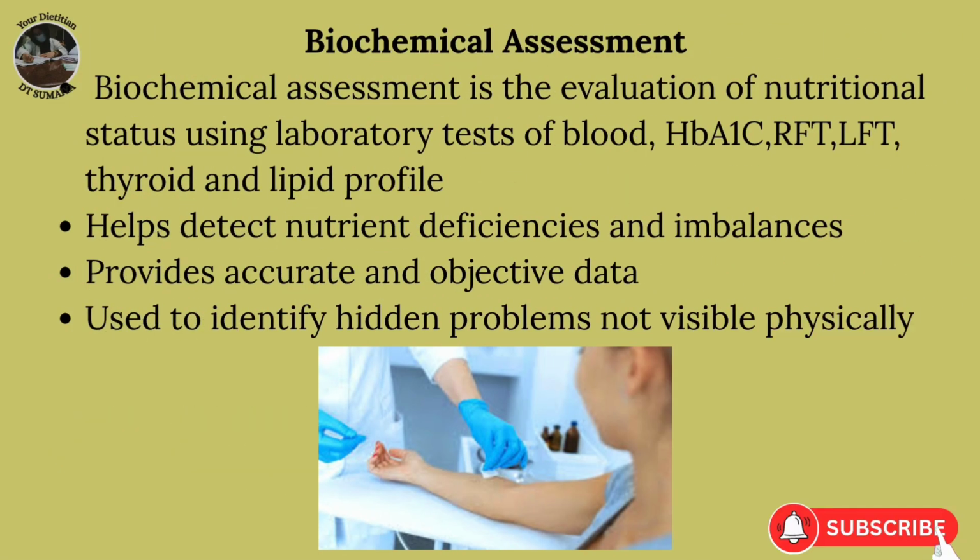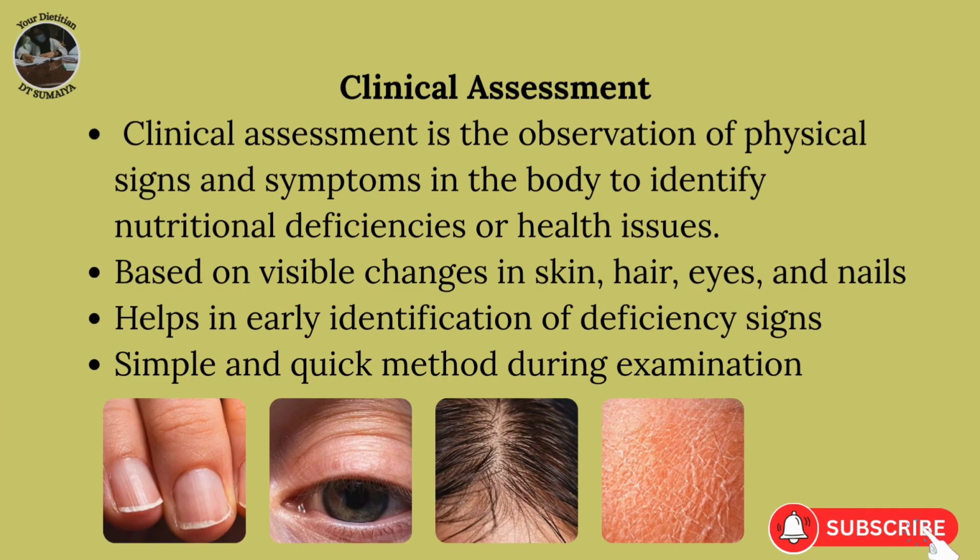Now let's move to the biochemical assessment. We go through lab investigations like HbA1c, RFT, LFT, thyroid profile, lipid profile. These are very important. This helps us understand what is happening inside the body and any deficiencies or imbalance the person is facing. Because without checking lab reports, if we just give a random diet, it may not work properly for the person. So it's very important to read and understand these reports, then only the diet plan will actually work.